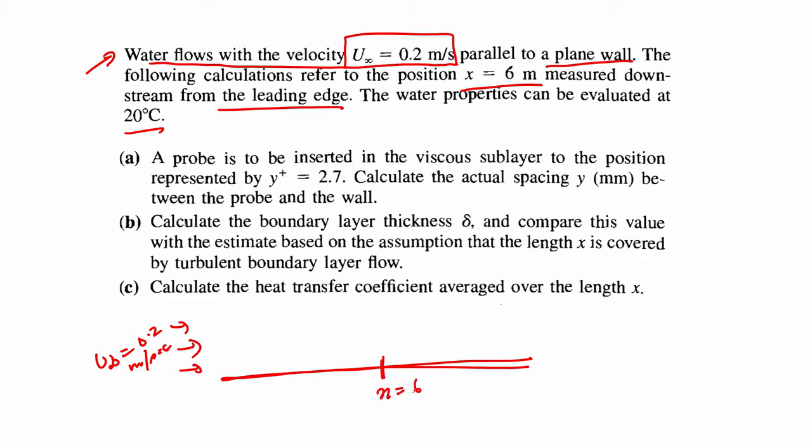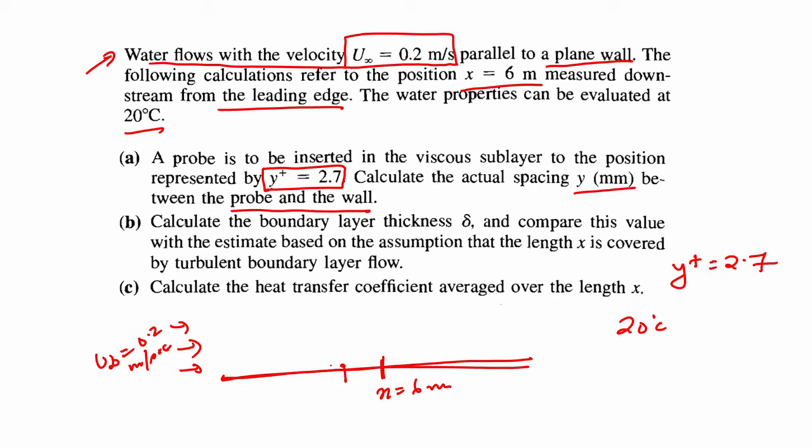Calculations are carried out at x equal to 6 meter from the leading edge. So, this is the leading edge. Water properties can be evaluated at 20 degrees Celsius. What we are trying to do is insert a probe in the viscous sublayer to the position represented by y plus equal to 2.7. If you recall the definition, y plus equal to 2.7. Calculate the actual spacing y between the probe and the wall.